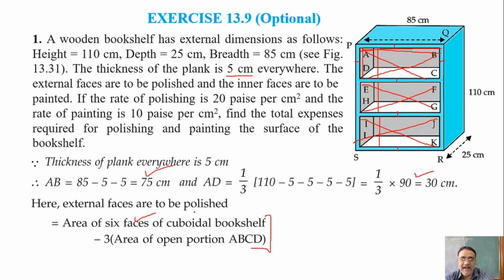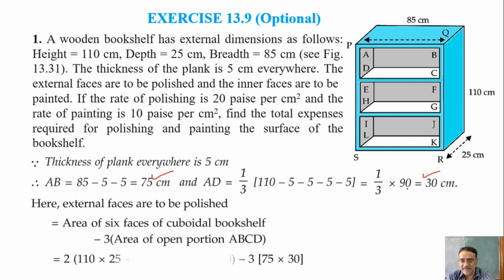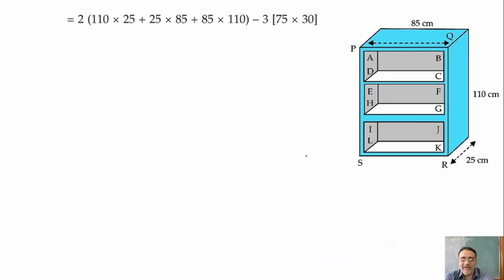Okay. And what is the area of this open surface? This one, open face. Length into breadth. That is 75 into 30. तीनों का same होगा. So what we will do? 3 into 75 into 30. Whether this is clear? Yes, sir. Okay, fine. So now we will calculate this one.